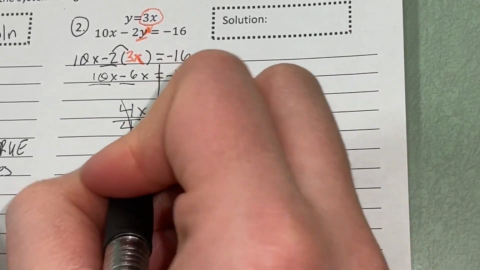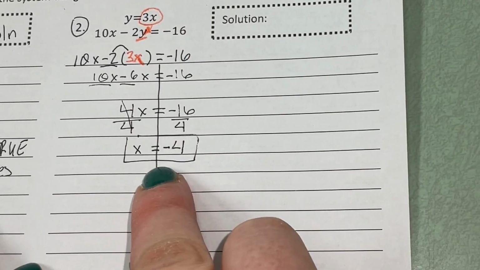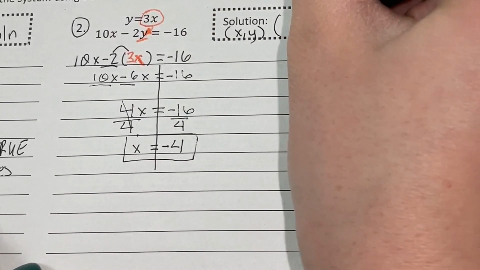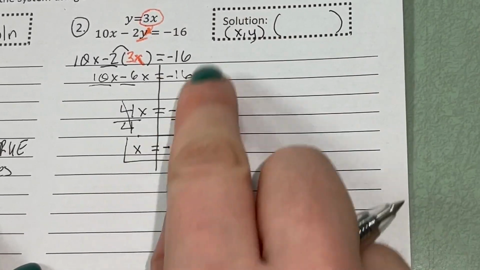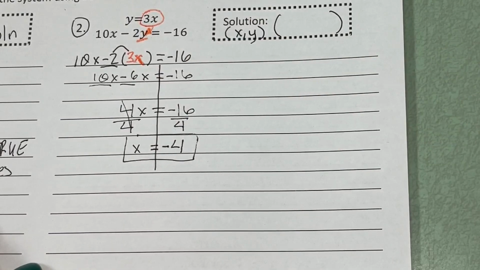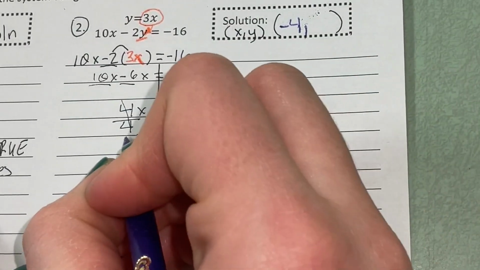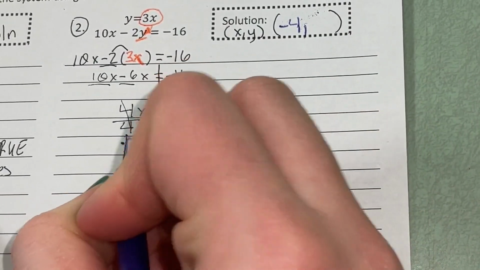So what I'm gonna do is I'm gonna write that right away as part of my solution because I know x's number. So I'm gonna write this as x comma y. That's how we need to write it. So if I know x's number, I'm gonna write that number first because we write it as an ordered pair. So I'm going to write this as negative 4 comma, because that's what I have so far. I know x's number is negative 4.